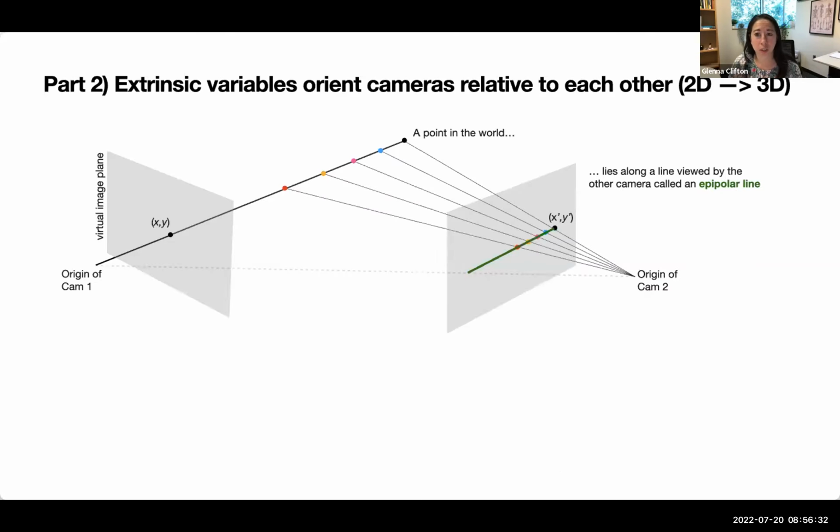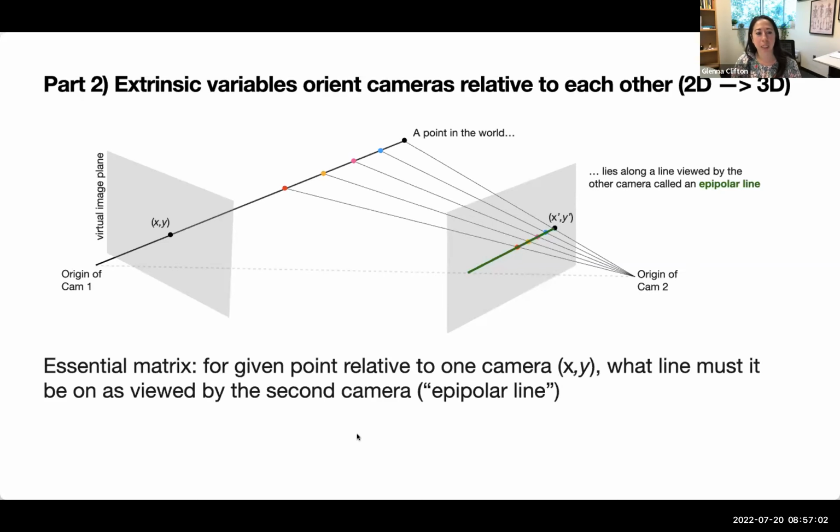Some other things that you're going to look for are finding the essential matrix and the fundamental matrix. This basically helps relate a point found in one camera to where it should be in the other camera. And so you can see here, if there's a point seen by this camera over here on the left, it could actually be one of several points seen by the right camera, camera 2 over here. And all of those points lie along a line called the epipolar line. And so this essential matrix basically says for a given point relative to one camera, what line must it be viewed on in the second camera?